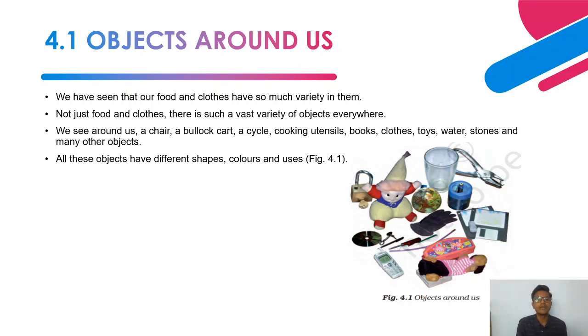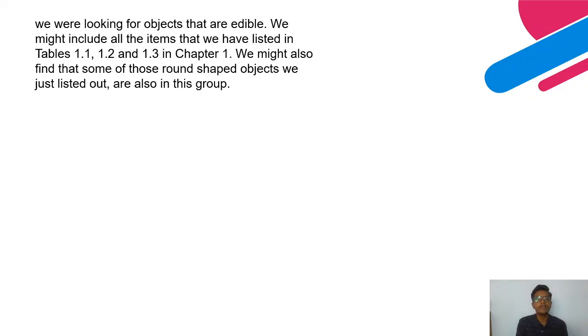Yes, we have them in the room where you are sitting right now. You can see many different objects around you. All these objects have different shapes, colors, and uses. We were looking for the objects that are edible. Edible means which we can eat. We might include all the items that we have listed in tables 1.1, 1.2, 1.3 in chapter number 1.